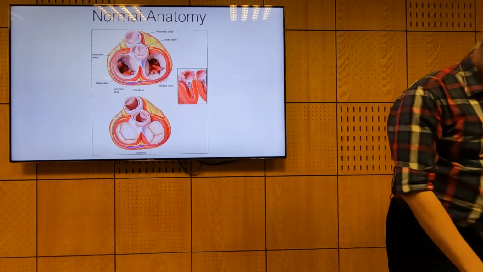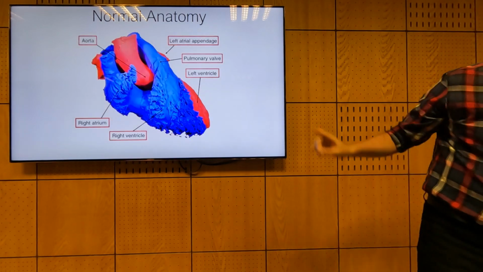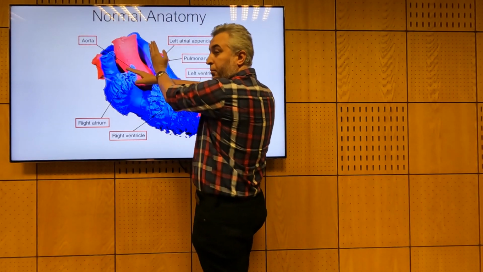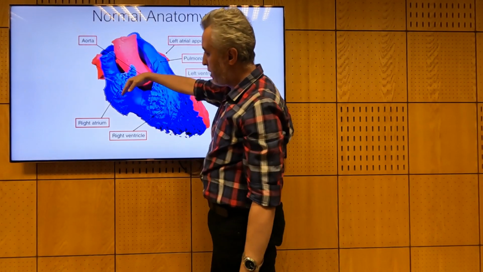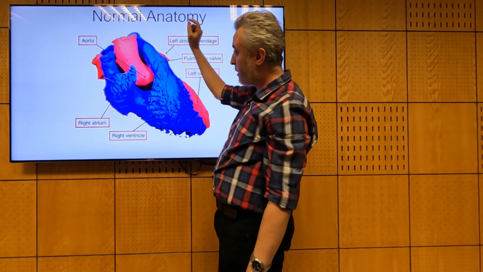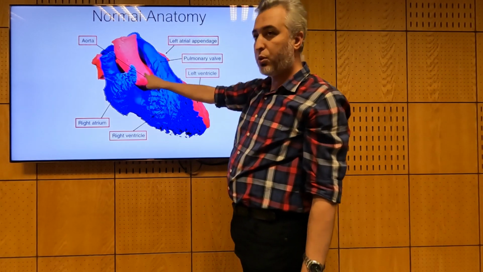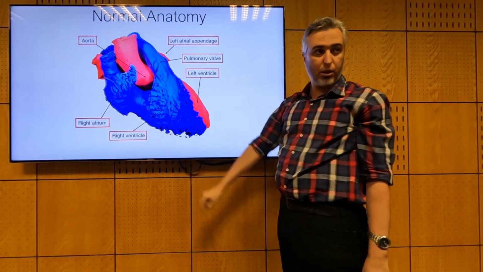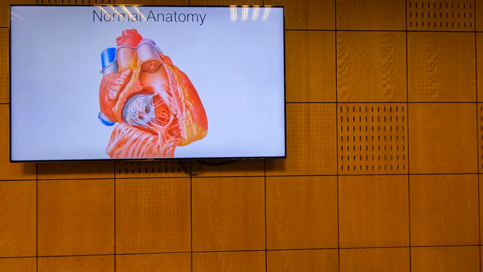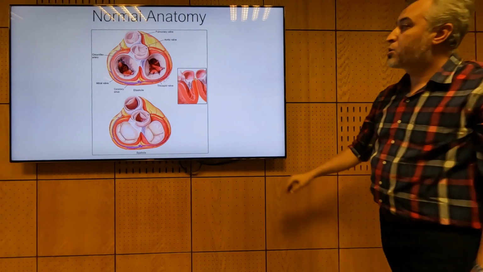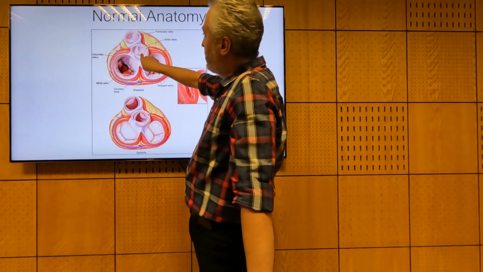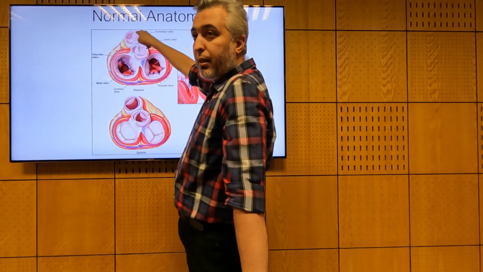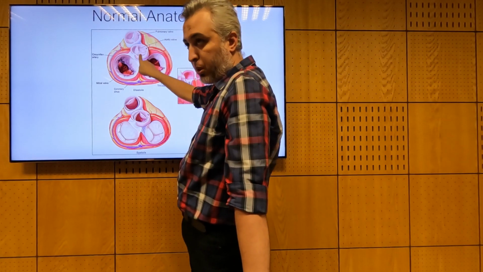We said here that the outflow tracts cross each other. At the level of the valves, the aortic and pulmonary valves, the pulmonary valve is anterior to the aortic valve, and it's on its left side. We can see that here. So this is the normal aortic valve, and the pulmonary valve is normally anterior and slightly to the left of the aortic valve.